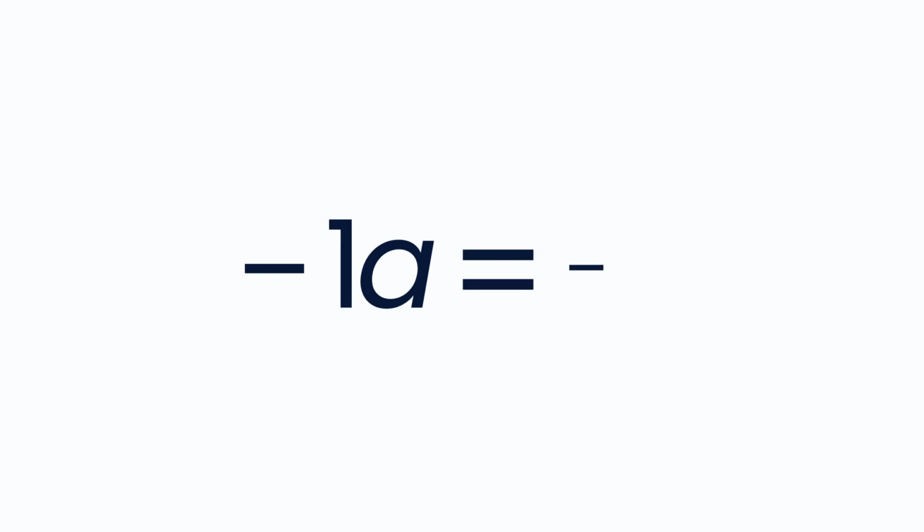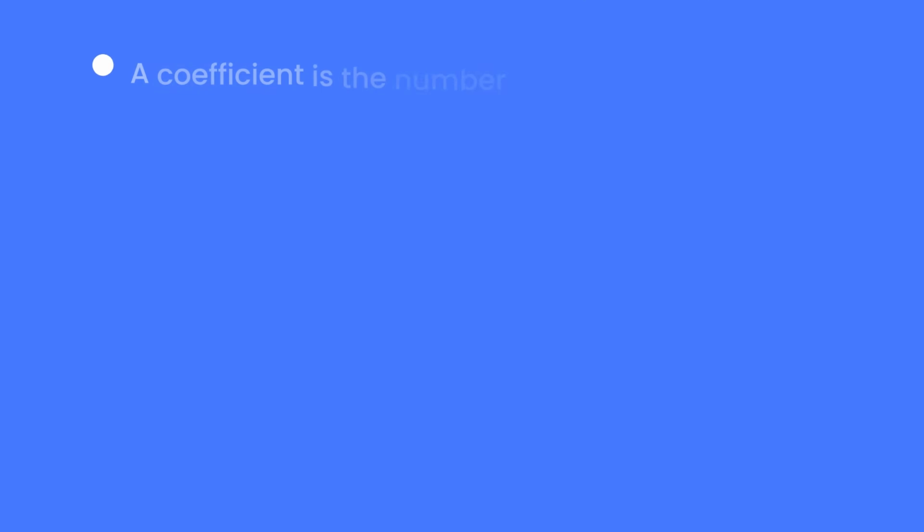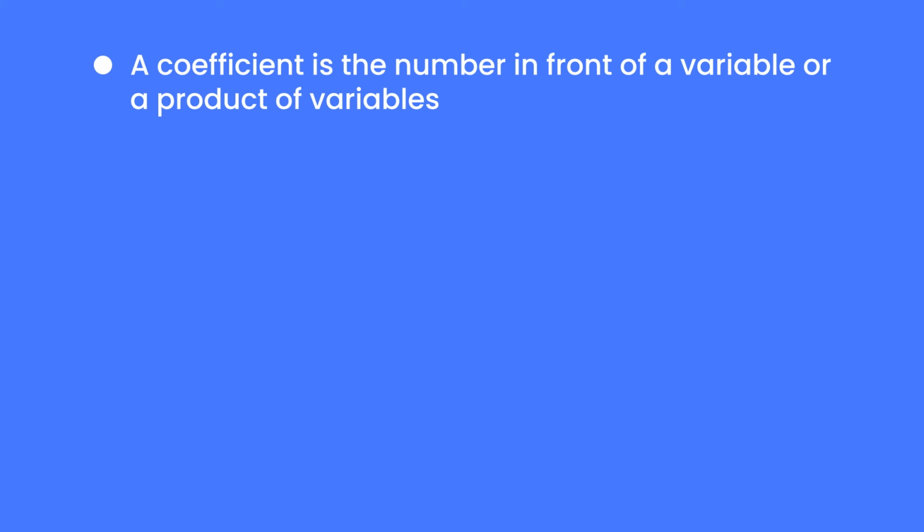But then, what if you have minus 1 of a variable, like minus 1a? Then, you only write the minus sign in front of the variable, which in this case would be minus a. Here, you also save time not writing the number 1. If the coefficient is 0, the whole term disappears, because 0 times anything equals 0, meaning 0 times a is equal to 0.